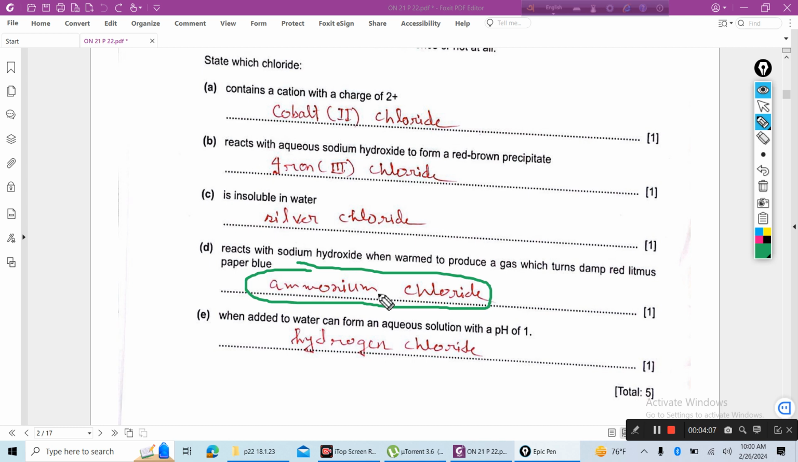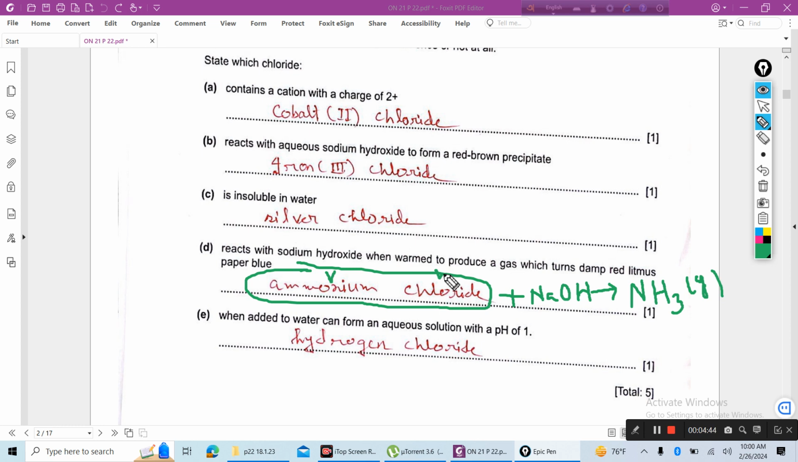To ammonium chloride, if you add sodium hydroxide alkali, ammonia gas will be produced. Sodium hydroxide, NaOH, reacts to form salt plus ammonia gas plus water. Ammonia gas, NH3, is an alkaline gas which turns damp red litmus paper blue. So this answer will be ammonium chloride.